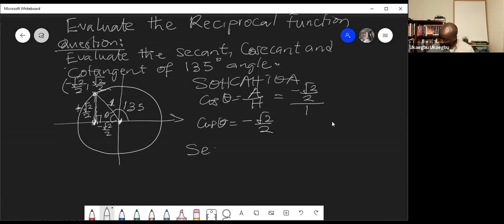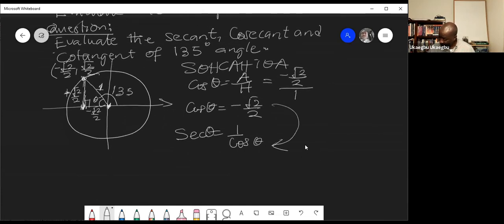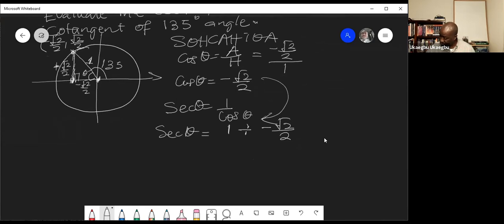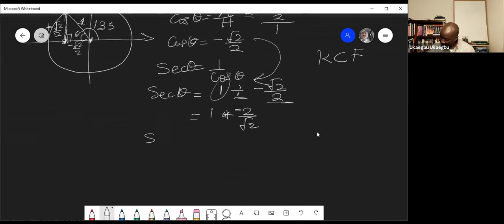The secant is equal to 1 over cos. So now we bring back this and substitute here. Secant will give us 1 divided by negative square root of 2 over 2. We use keep, change, flip: we keep 1, multiply by the flipped fraction, 2 over square root of 2, and the negative stays. So our solution for secant is negative 2 divided by square root of 2.